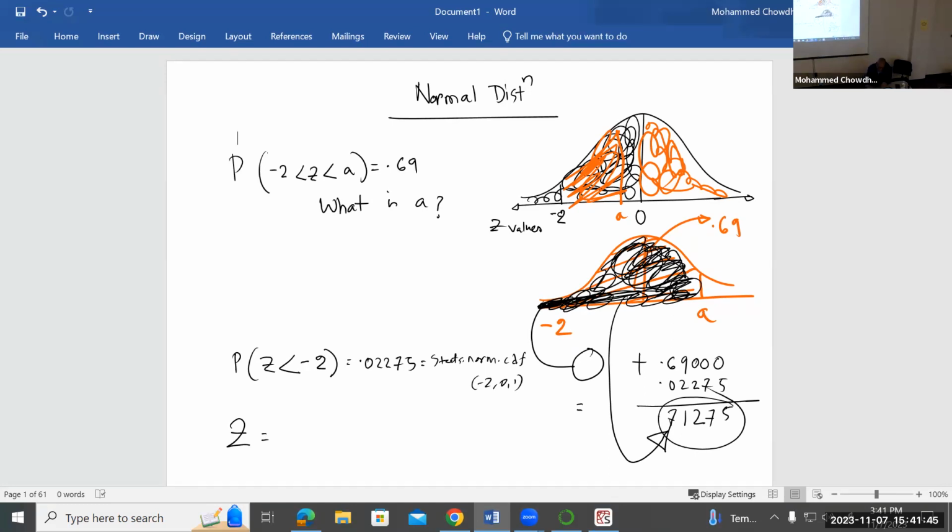Clear? So now I want to find the value of Z. Who can help me to find the value of Z? This girl helped me last time. I am finding the value of Z, not the area, because the area is given. Tell me the value of Z now.